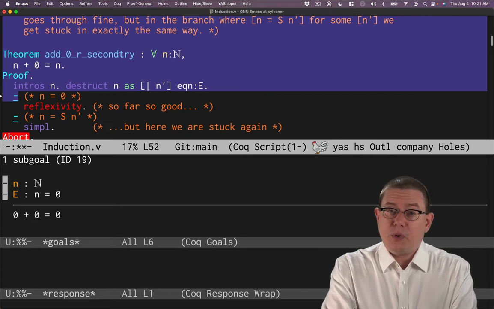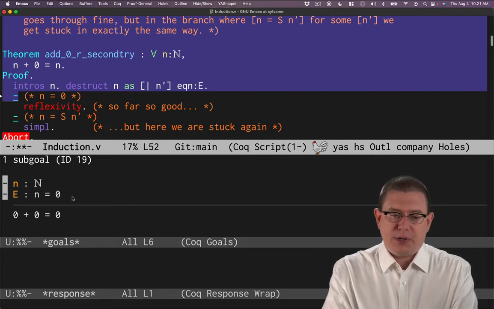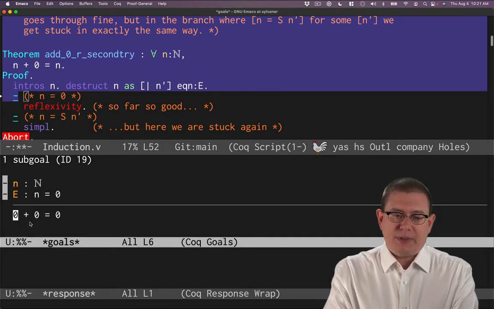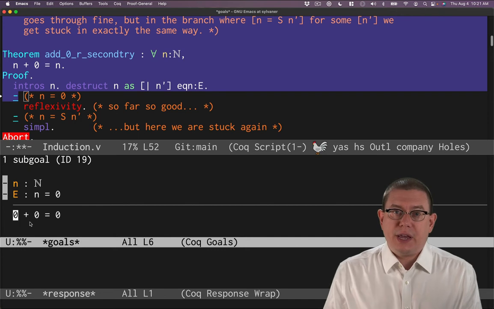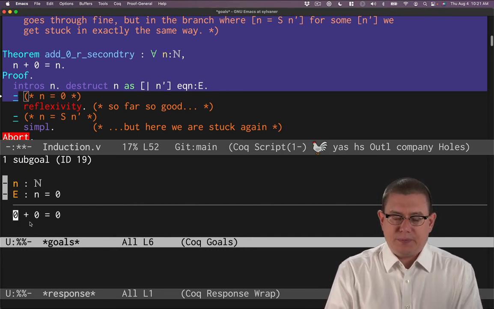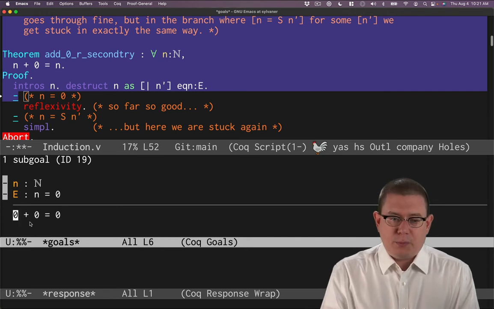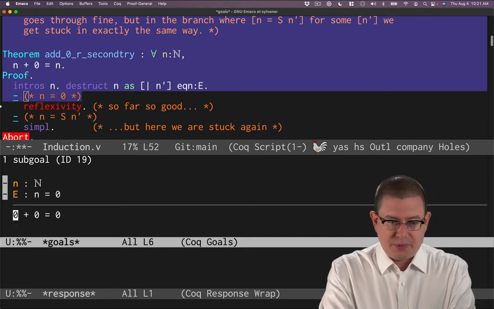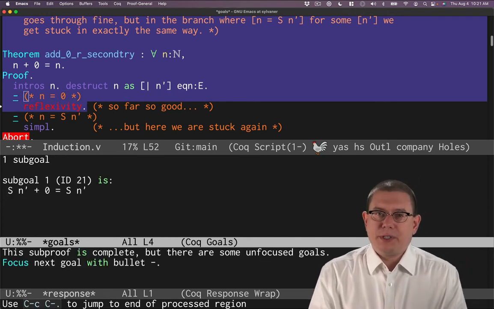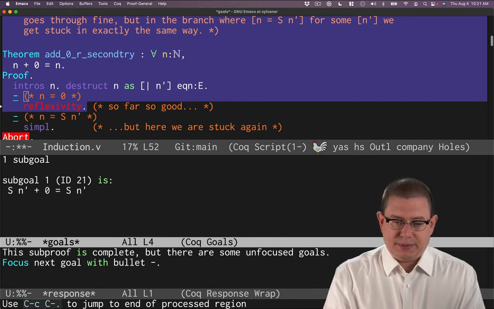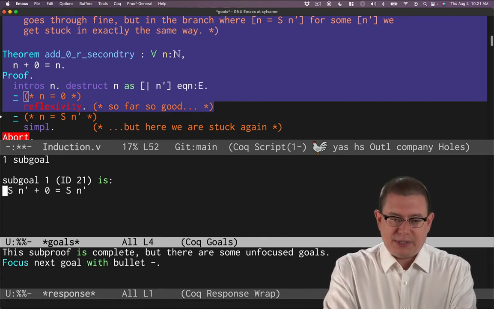So now we're in the subgoal for where n equals 0. You can see that recorded in the equation here. You can also see that the number n, well, it used to be n here on the left-hand side of the goal, but now it's been instantiated with O, with 0, because that's the branch of the case analysis we're in. At this point, we need to prove that 0 plus 0 equals 0. That's old hat for us by now. Reflexivity easily does that. But what about the successor case?